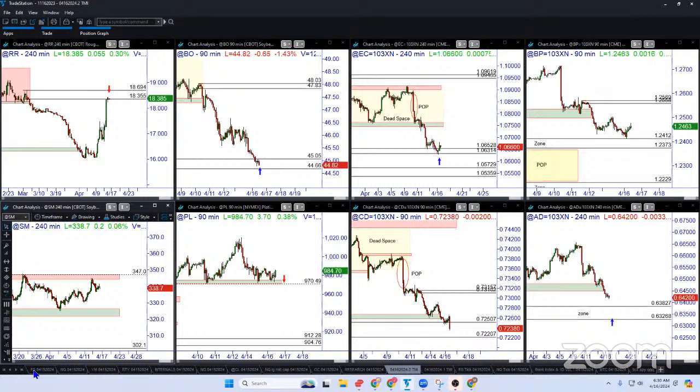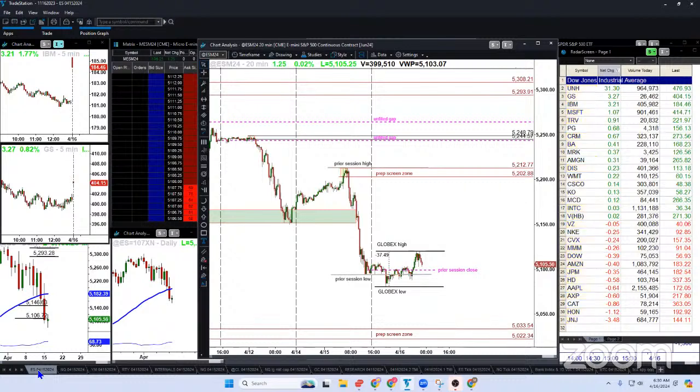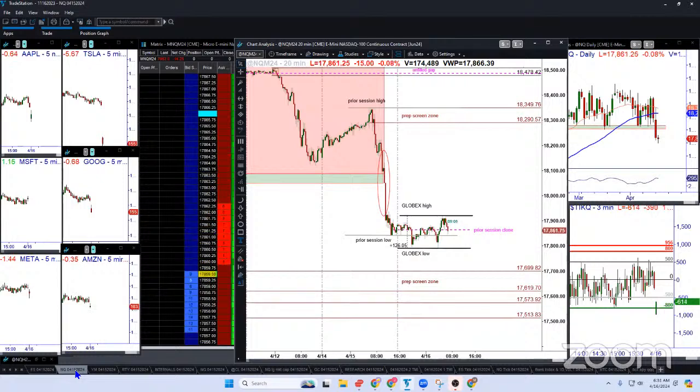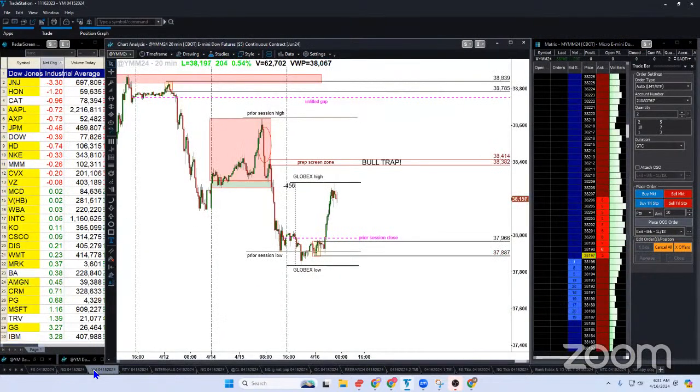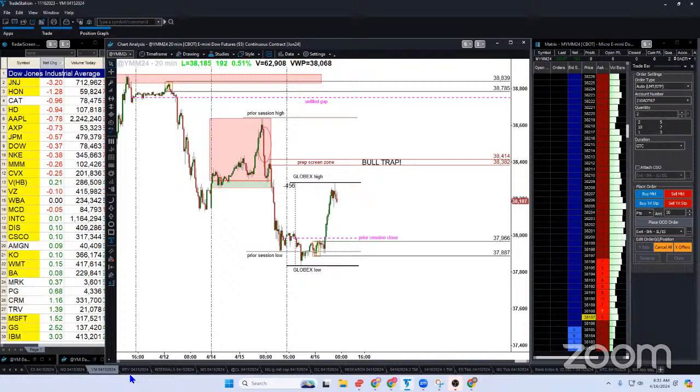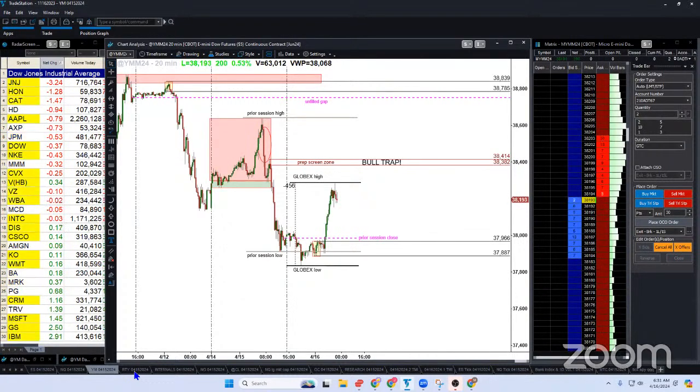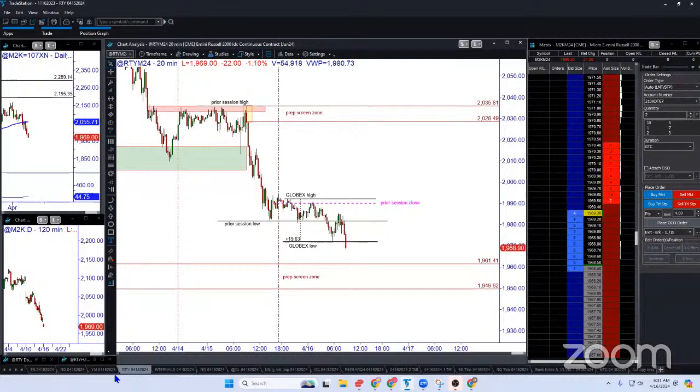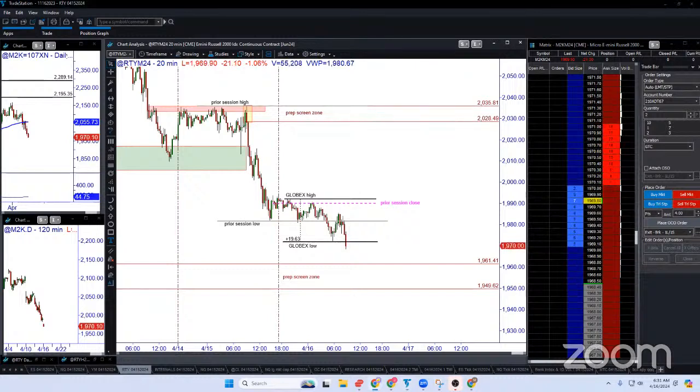Okay, so markets are open just now. Let's see what the NASDAQ's doing. NASDAQ has filled the gap. Okay, Dow just creeping out there. And Russell coming down to our prep screen zone. So again, our equity indexes are mixed. The 10-year yield is moving higher. And the dollar is moving higher.